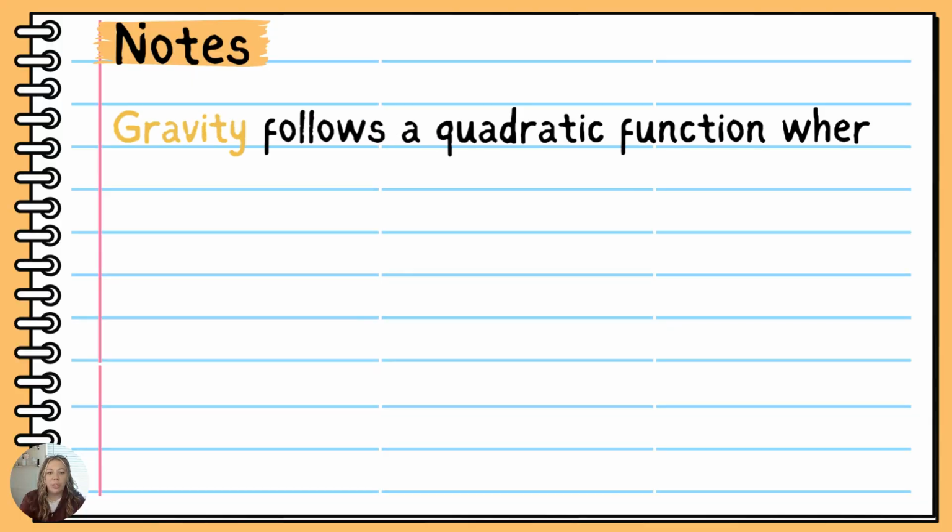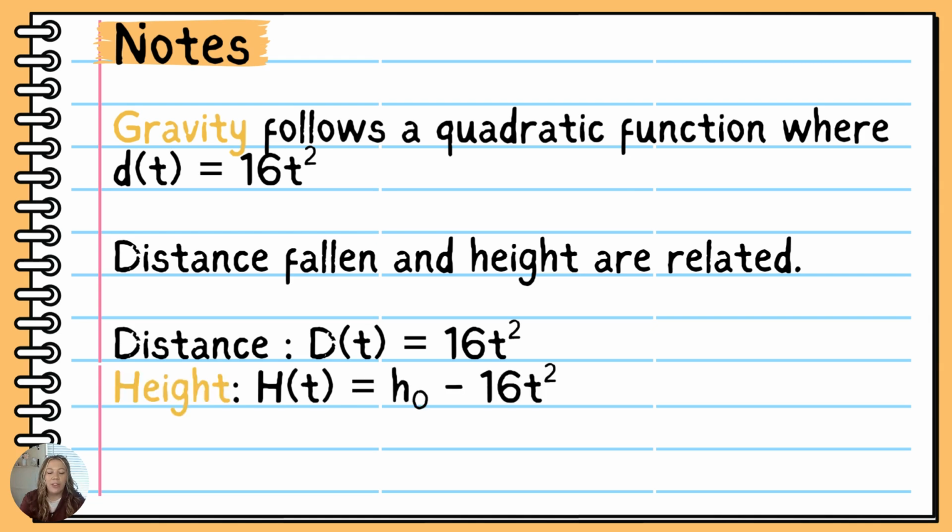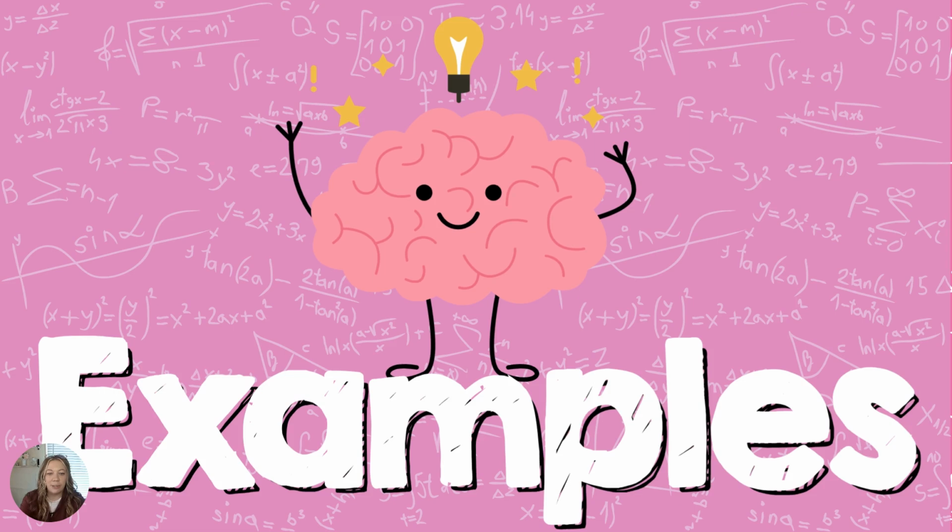So gravity follows a quadratic function where d of t equals 16t squared, and t represents the time the object was falling. So distance fallen and the height are related. If we know that distance is 16t squared, then we can find the height of an object by subtracting it from the initial height: the initial height minus 16t squared. So let's look at some examples of these types of objects.